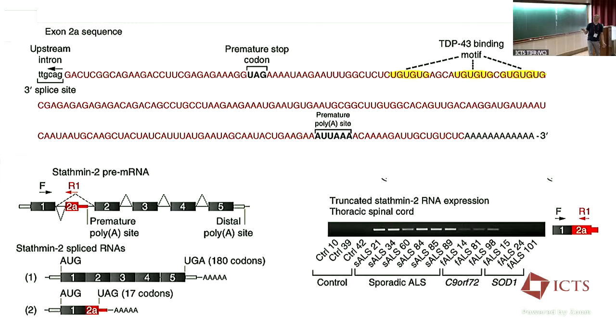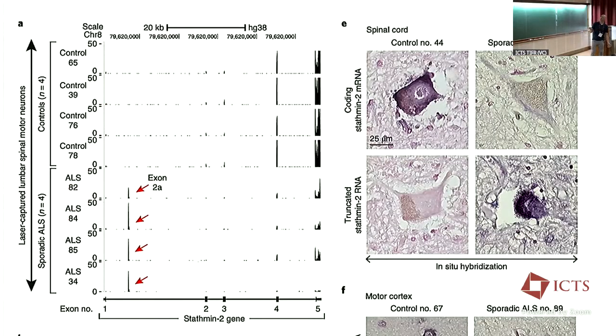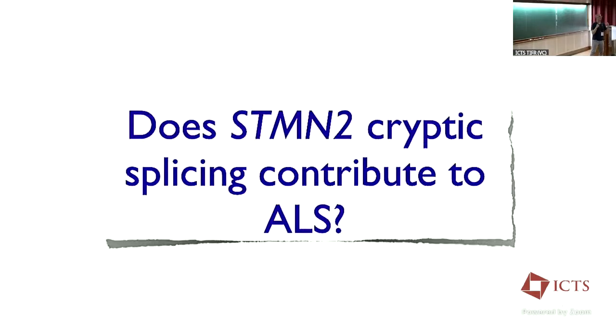And you can detect this in every case that has TDP-43 pathology, importantly, not those that have SOD1 mutations. And you can see from their RNA-seq data, you see this exon 2A in spinal cord cases with ALS. So this cryptic exon gets inserted in ALS. But just because something is inserted and seen in disease doesn't mean it causes disease. So can you think of an experiment you could do to test if this has a function or contributes to ALS?